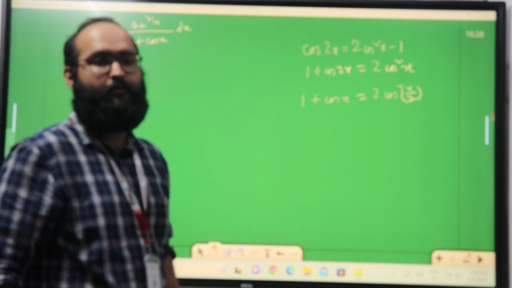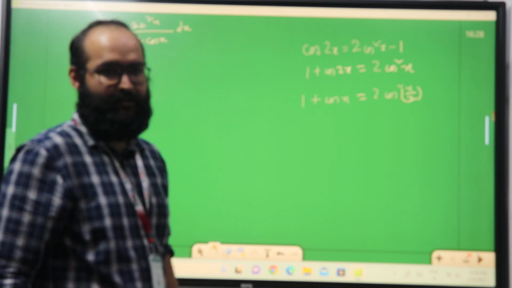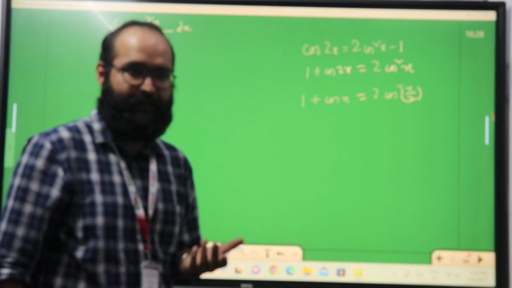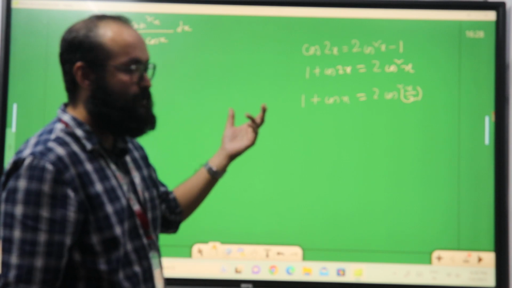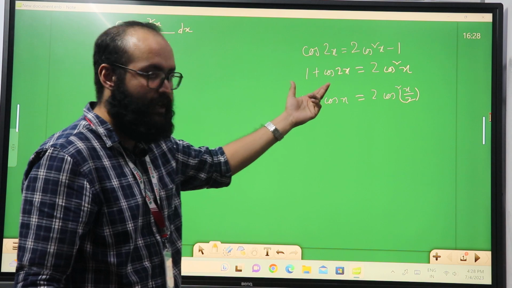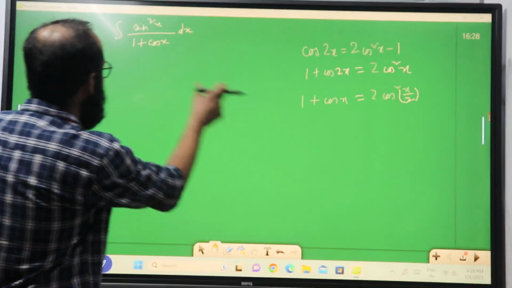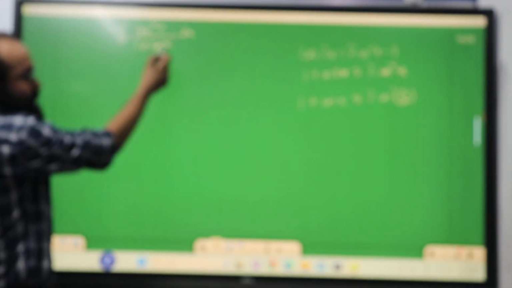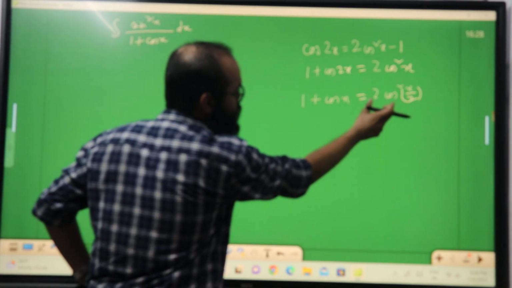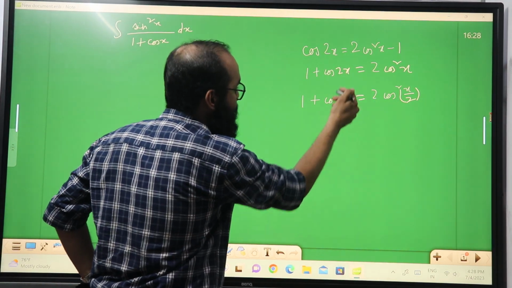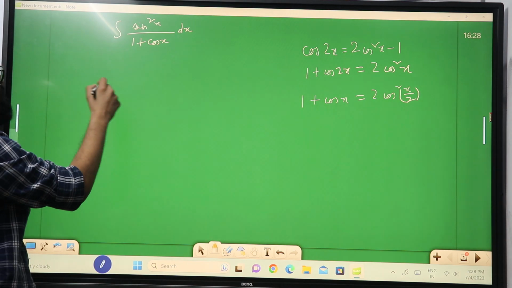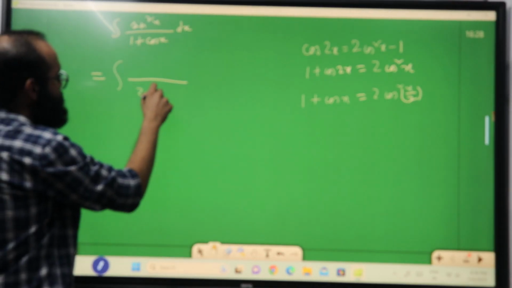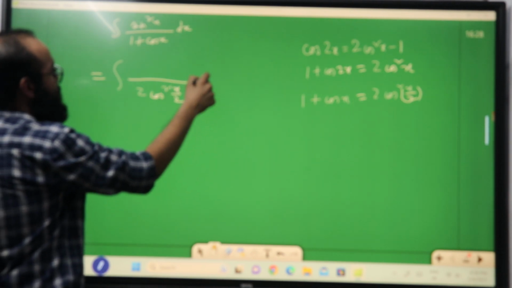What is cos 2 theta formula? 2 cos square theta minus 1, na? Or cos 2x, 2 cos square x minus 1, na? So what is 1 plus cos 2x? 2 cos square x. So what can we write for 1 plus cos x? Instead of 2x, make it x. 1 plus cos x equal to 2 cos square x by 2. Divide the angle by half. Can we write this? Definitely. So 1 plus cos x we can write as 2 cos square x by 2, isn't it?